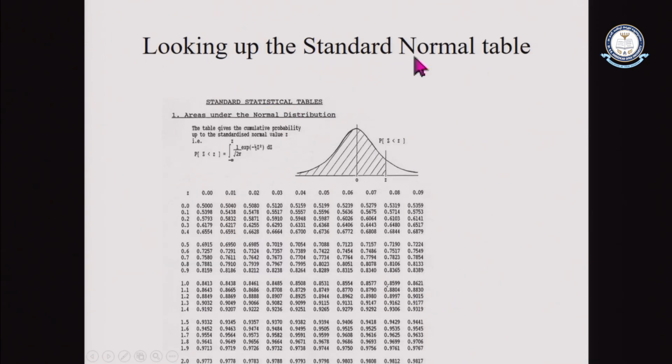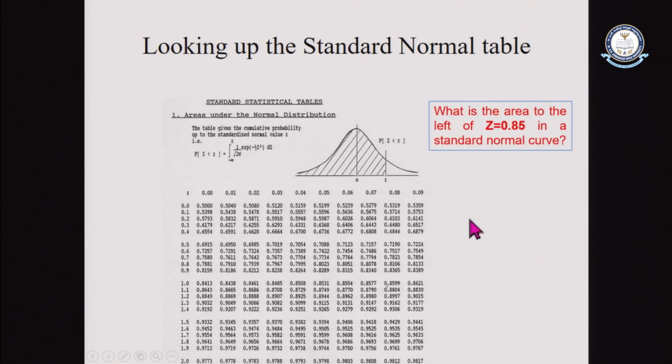Looking up the standard normal table, these are the tables. Now check: what is the area to the left of Z equal to 0.85 in the standard normal variate? How is the value identified? Vertically we go for 0.8. After the decimal point we consider the first digit only. What is the first digit here?